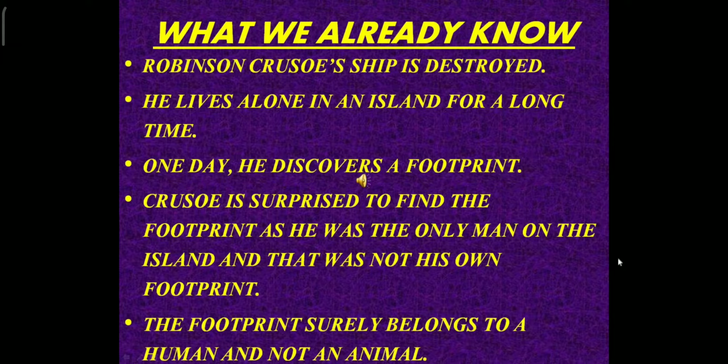But before we start the second part, let us have a quick recap of the things that we learned in the previous video. We first saw that Robinson Crusoe's ship is destroyed by the sea, because of which he is now living on an island where he is all alone, and there he spends quite a lot of time without anybody. Then one fine day, he discovers a footprint. He is very surprised to find the footprint because he was the only man living on the island. In all these years, he did not find anyone else.